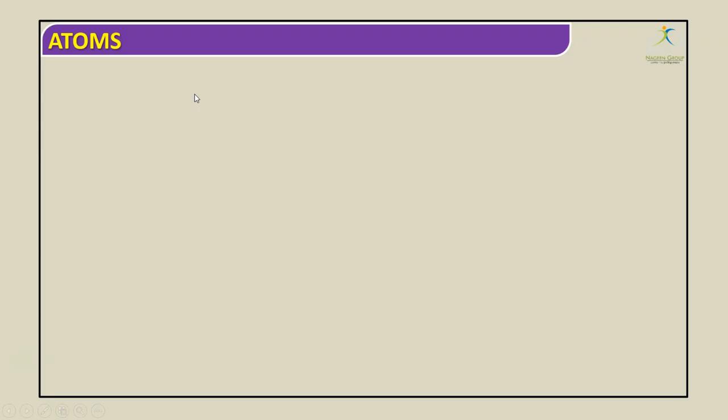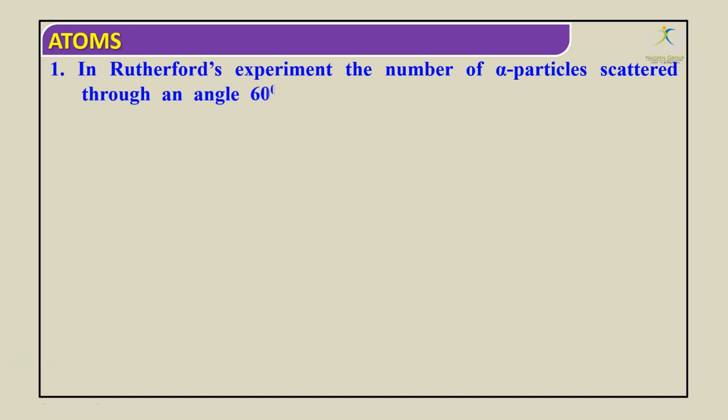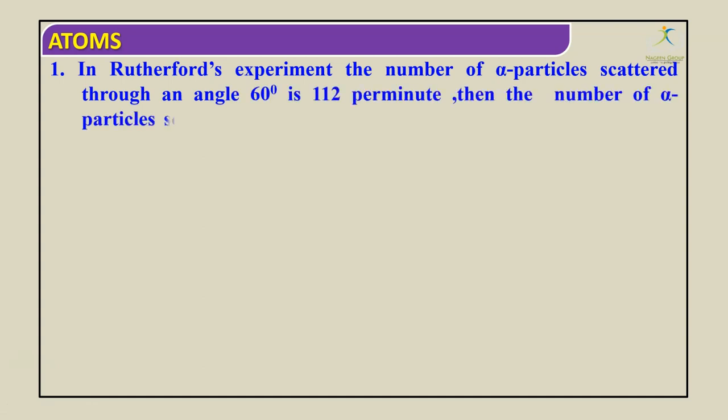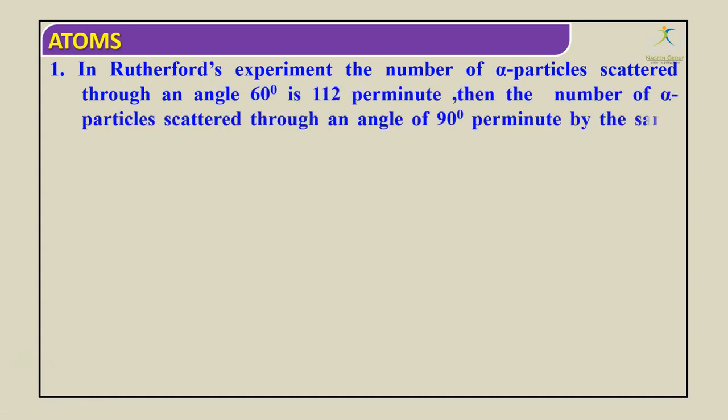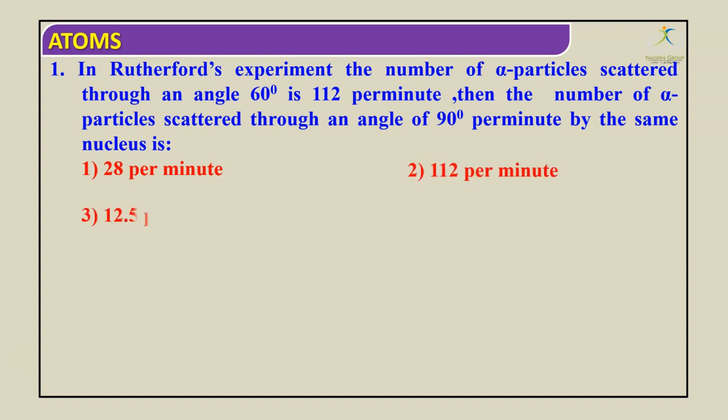The first question is, in the Rutherford experiment, the number of alpha particles scattered through an angle 60 degree is 112 per minute. Then the number of alpha particles scattered through an angle of 90 degree per minute by the same nucleus is: 28 per minute, 112 per minute, 12.5 per minute, 7 per minute.